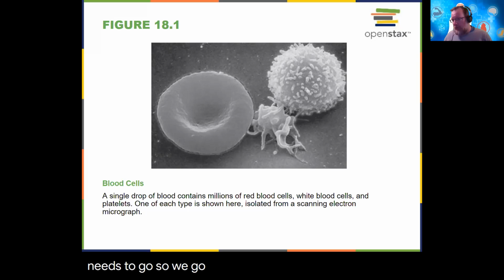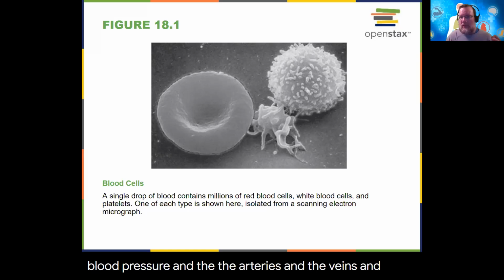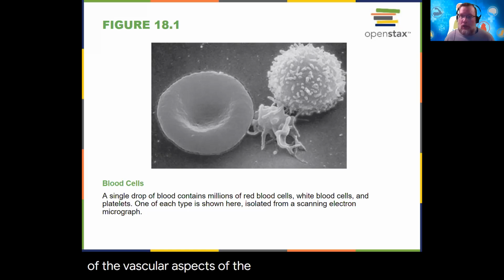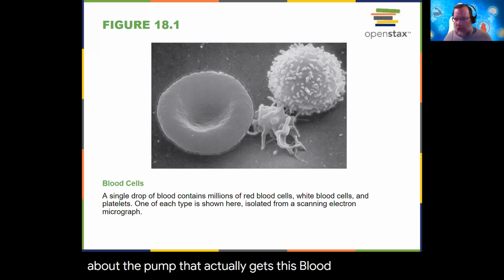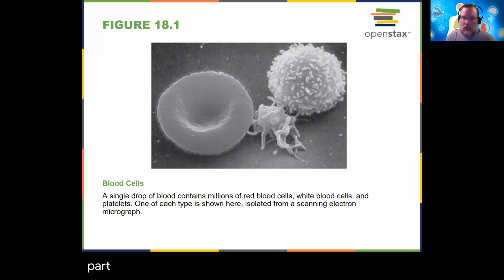So we go a little bit further into talking about blood pressure and the arteries and the veins and some of the vascular aspects of the cardiovascular system. So we start with blood. We start with the main kind of connective tissue and main component of the cardiovascular system that's being transported throughout the body. And then we'll segue into the cardio part and talking about the pump that actually gets this blood moving throughout the body. And then we'll get into the vascular part, the blood vessels.